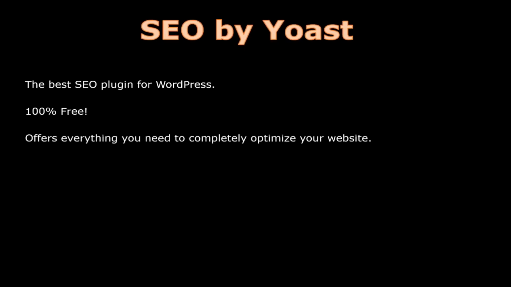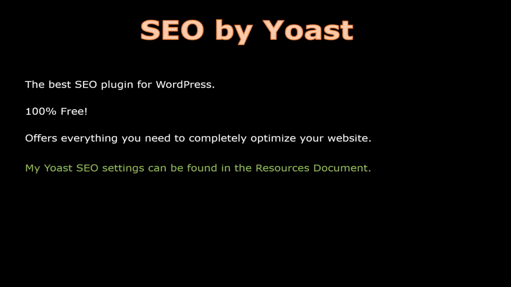SEO by Yoast is, in my opinion, the best SEO plugin for WordPress. It's 100% free and offers everything you need to completely optimize your website. To save you time, as well as any confusion, I have exported my settings for you to use, so you can quickly and easily configure the plugin. Download my SEO settings, and then proceed to the next video, where I'm going to show you how to install the plugin and how to import my settings.